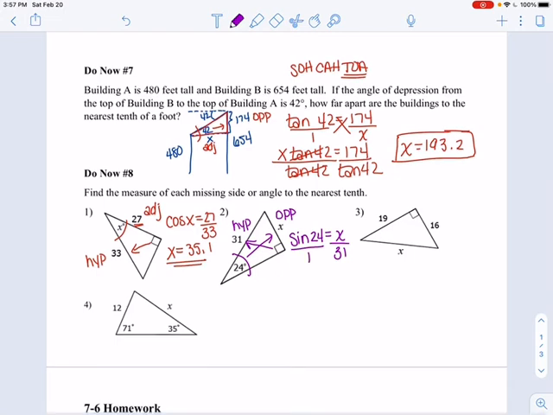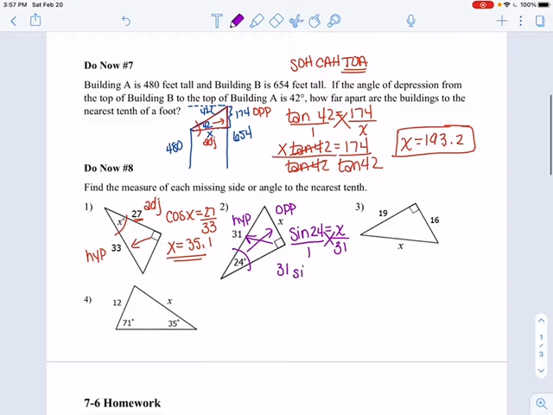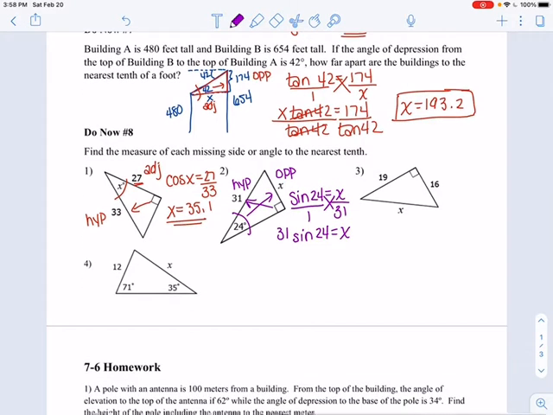Again, I'll chuck that over 1, and we'll cross multiply. So I'm going to have 31 times the sine of 24 equals x. So again, we're just putting that right into the calculator. And when you do that to the nearest tenth, that one should come out to 12.6.